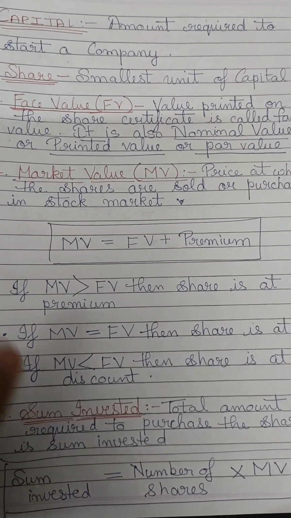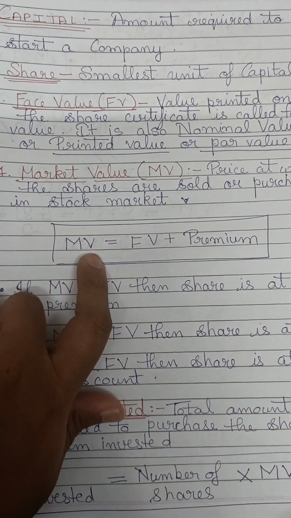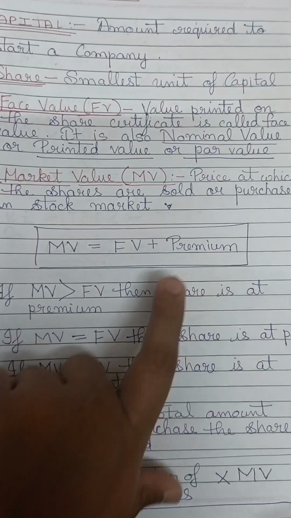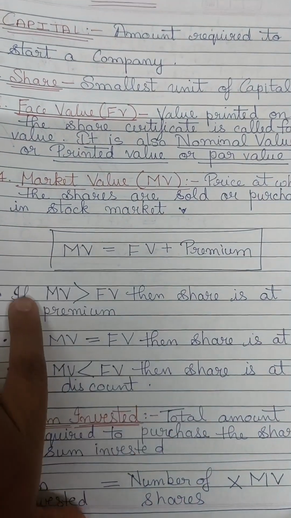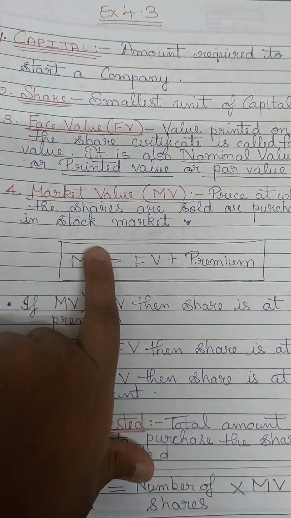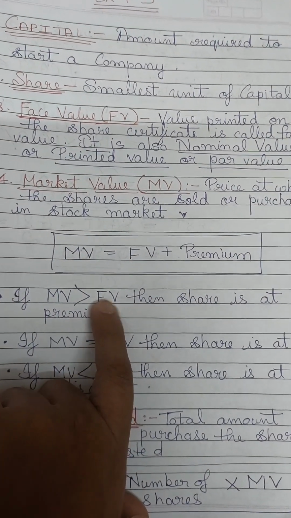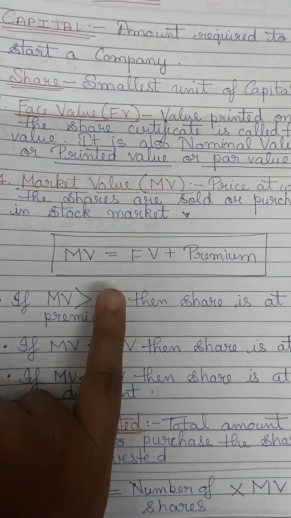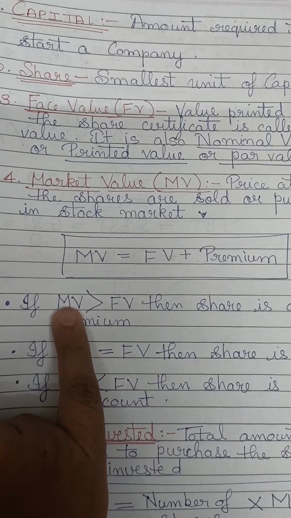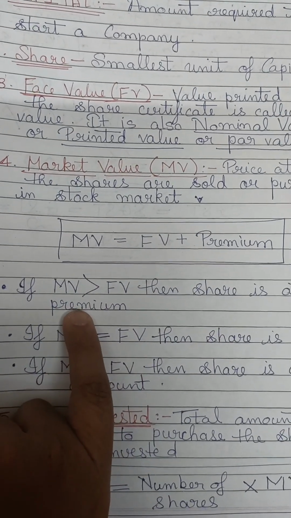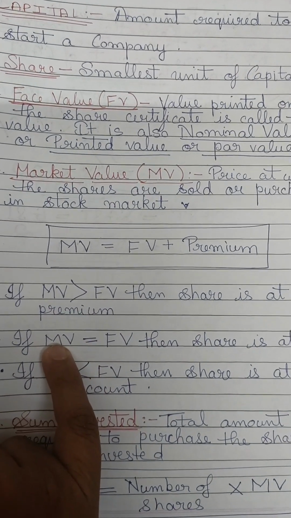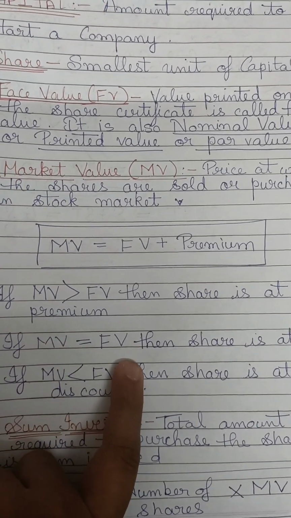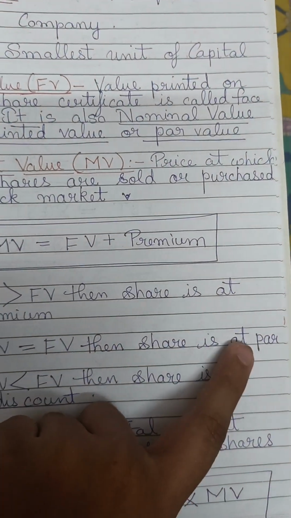So we have a formula here. MV, the market value, is the face value plus the premium. Now, what is a premium? Let's see. If the market value is greater than the face value, then it is called a premium, means you are in a profit. That you bought it for 10 rupees and you're selling it for 20 rupees, then it is called a premium. If the market value is equal to the face value, means you bought it for 10 rupees and you're selling it for 10 rupees, then that is called par.